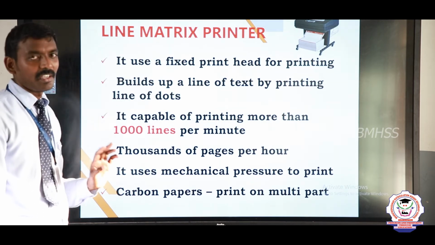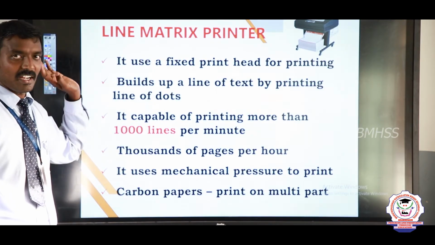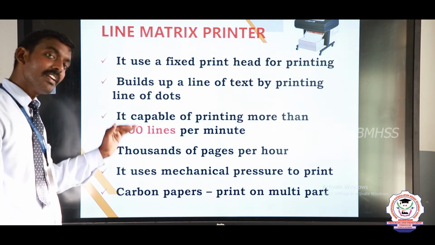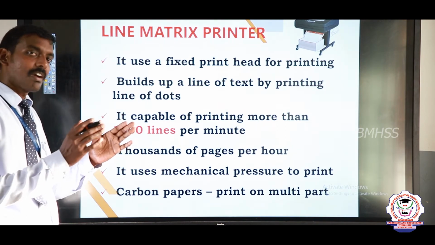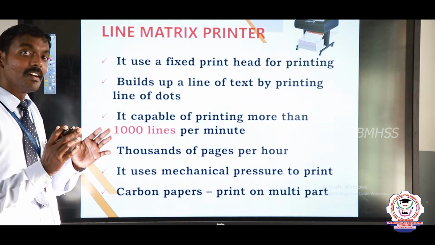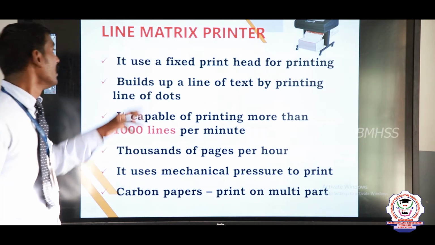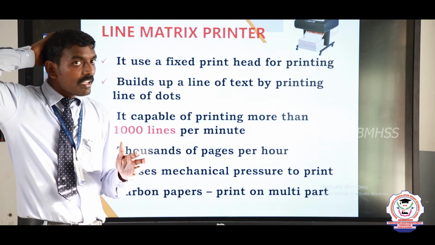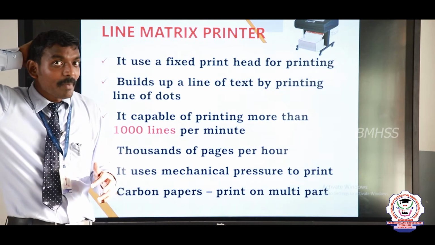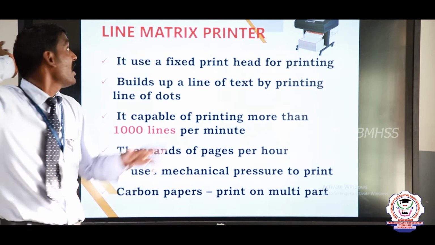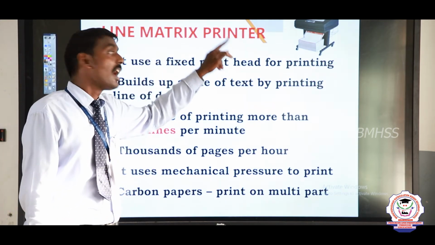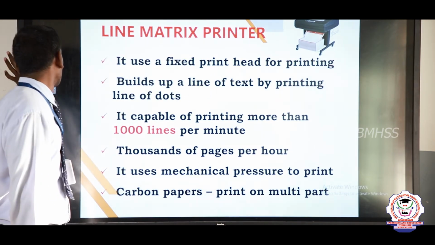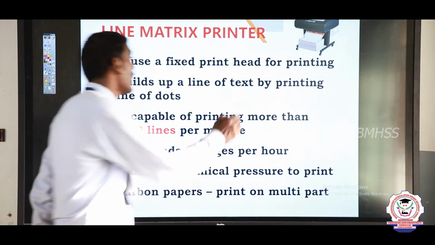Next, line matrix printer. It is a little bit of an improvement on the dot matrix printer. Why is it a little bit of an improvement? This can print a page at a time, more than one page, and it can be printed line by line. Here it uses a fixed print head for printing. Print head, that means we have a head. Head is an essential part of our body. In the same way, the line matrix printer has a print head. That print head is an essential part.